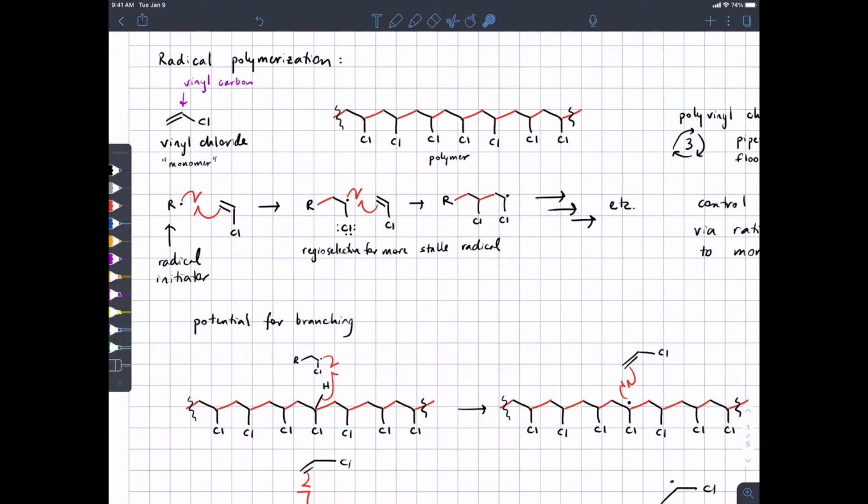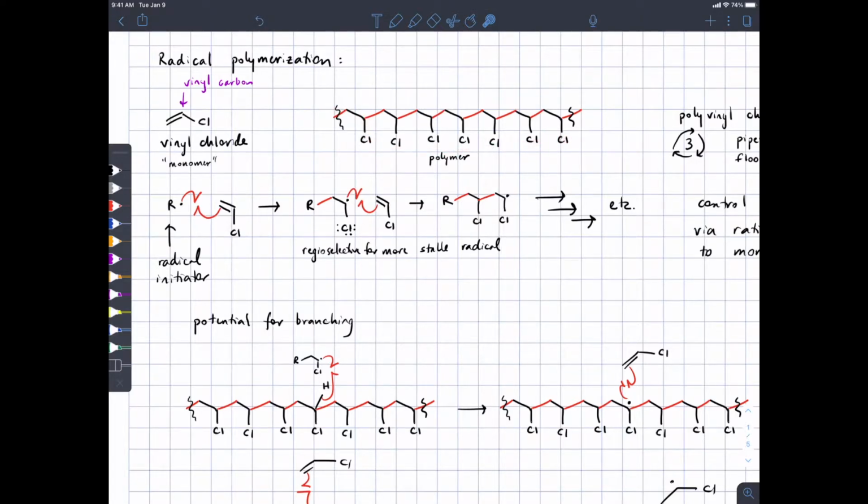Again, these half-headed fishhook arrows are used to describe the motion of one electron. We make a new bond in red and we make a new radical, and so on. We continue to tack on additional vinyl chloride subunits. In polymer chemistry, we call these individual subunits monomers, and when they're stitched together, it's a polymer. And so here is a section of a polyvinyl chloride polymer.